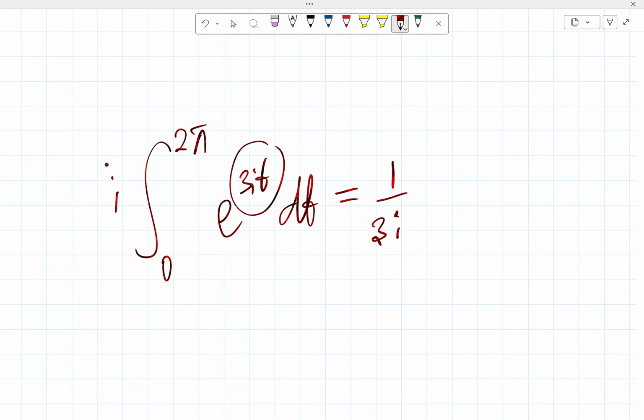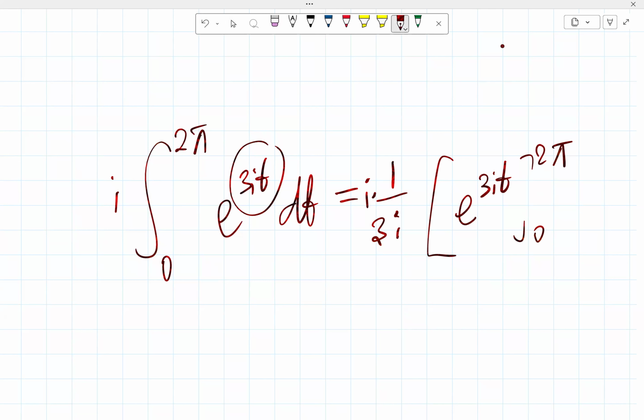Oh, okay, we had i out here before. So we have that i multiplied by 1 over 3i, into e raised to the power 3it. That remains, of course, from 0 to 2 pi.